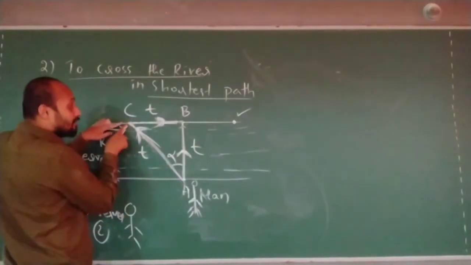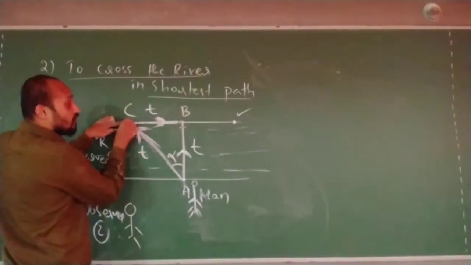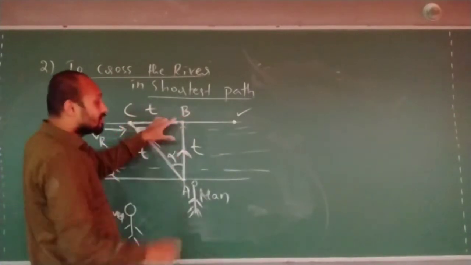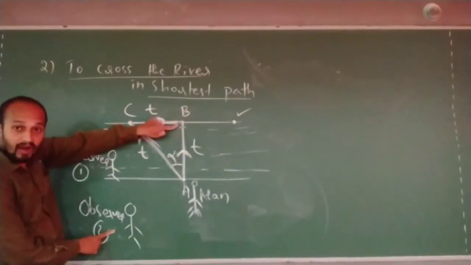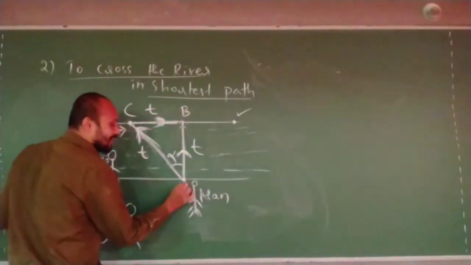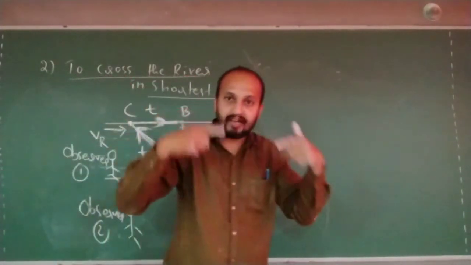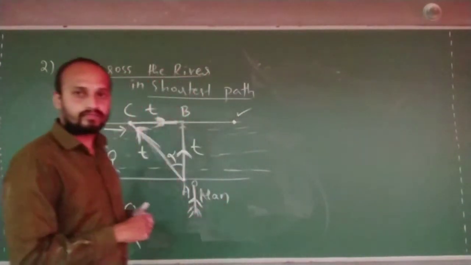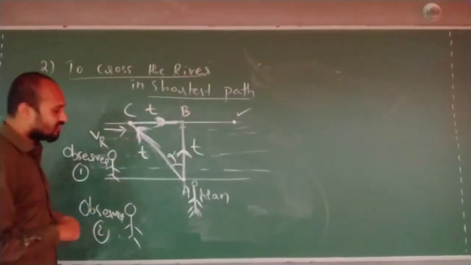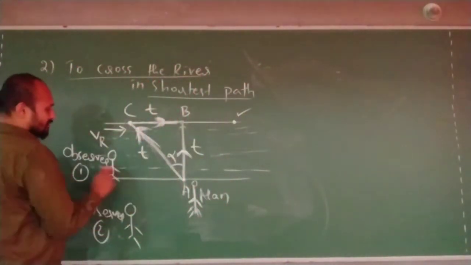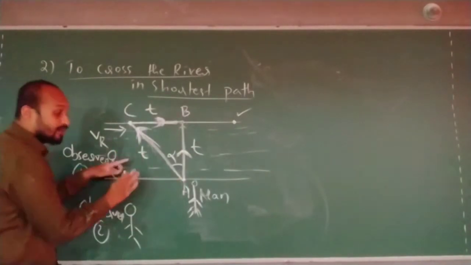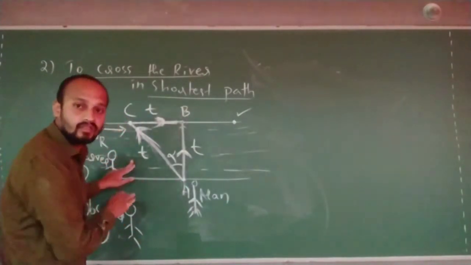In the same time, the river will push him from point C to B. That is why, with respect to ground, he will reach from point A to B. You revise this statement, whatever I am telling, you can understand. With respect to river means the river is made at rest.